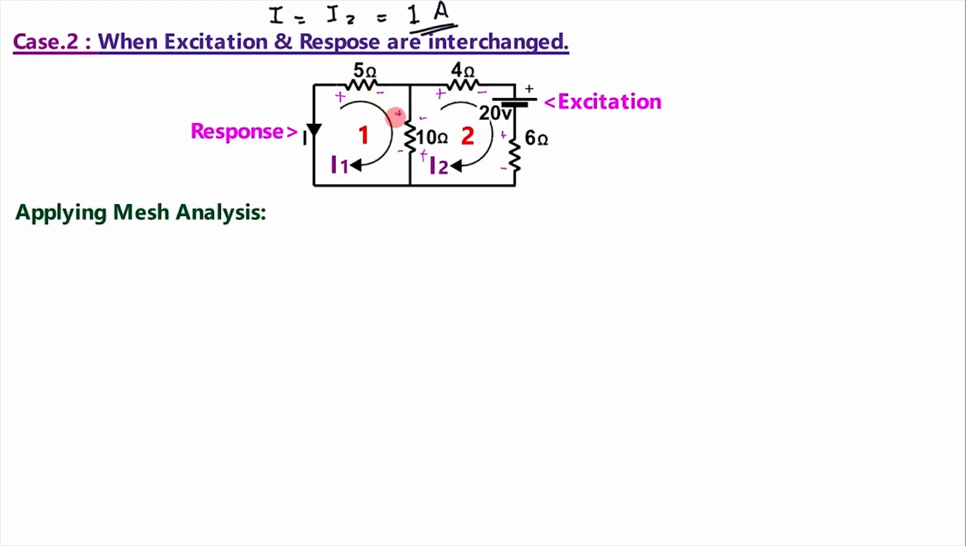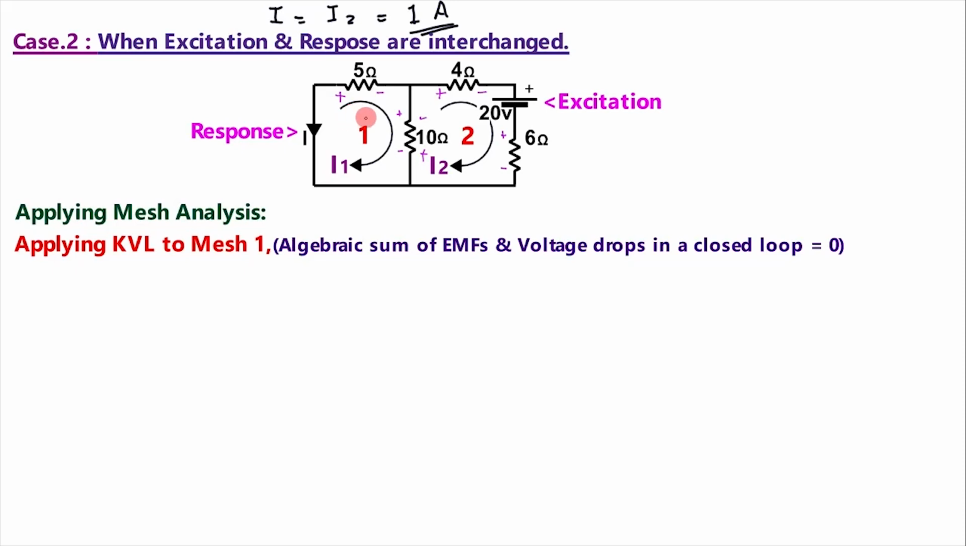That is, voltage drops are there in these resistances. Now applying KVL to this mesh 1, algebraic sum of EMFs and voltage drops in a closed loop is equal to 0. Here voltage drop is there, so minus 5 into I1. See here I1 is in this direction, I2 in opposite direction. So the difference of I1 and I2 we have to take.